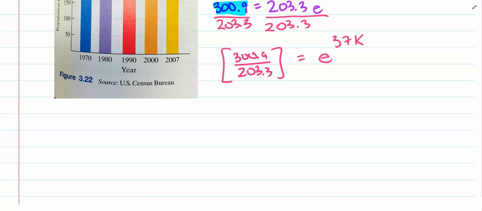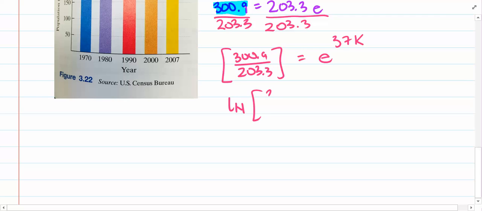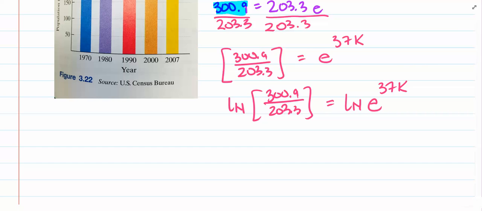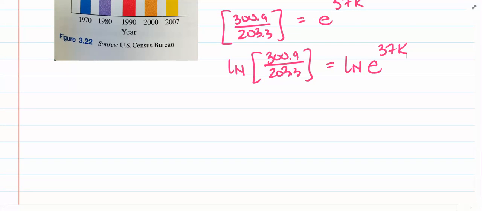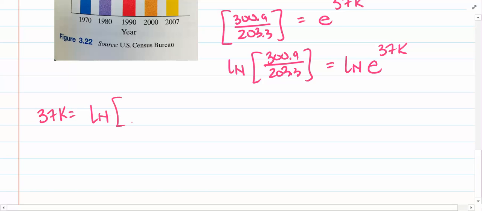Take the natural log of both sides, right? So the natural log of 300.9 divided by 203.3 equals the natural log of e to the 37k. Well, this is really nice because we know what the right-hand side of this equation is going to become. What's it going to become? Just 37k, right? So 37k is now equal to the natural log of this number that we have, 300.9 over 203.3. We want k, so I'm going to divide both sides by 37.